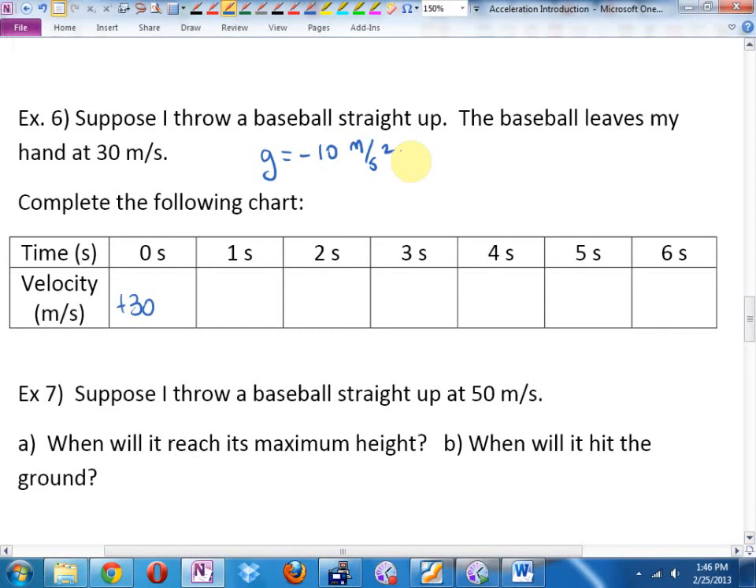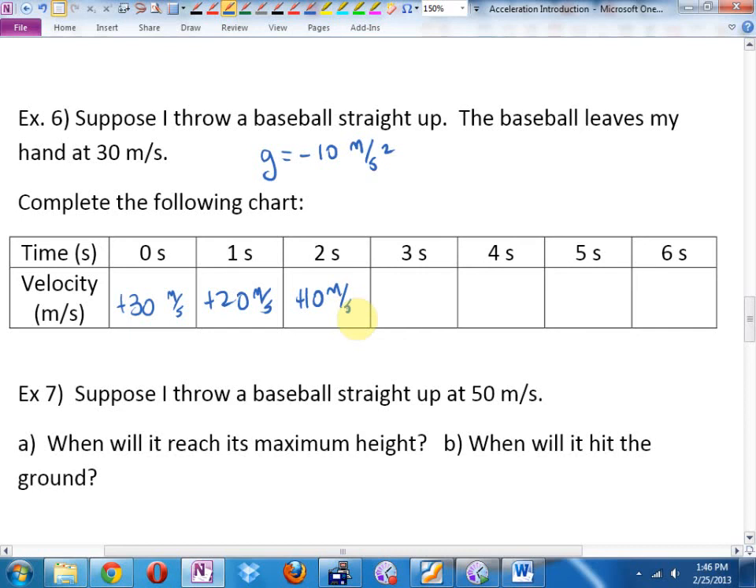So how fast will I be traveling after 1 second? Positive 20. Still on my way up, but I've slowed down. How fast will I be traveling after 2 seconds? Positive 10. Stop. I think you're at 0. So what does that mean? The ball has reached the very top. Stop.